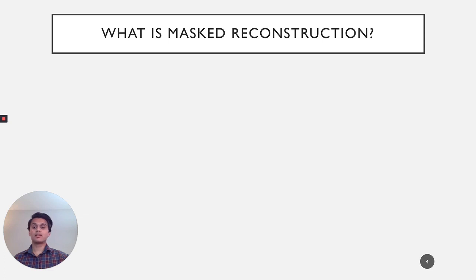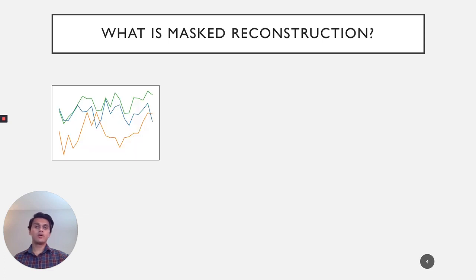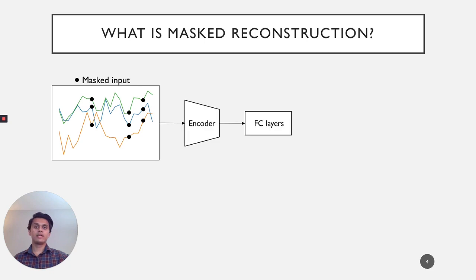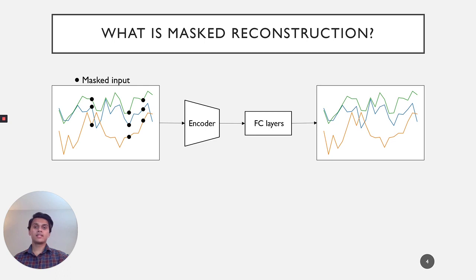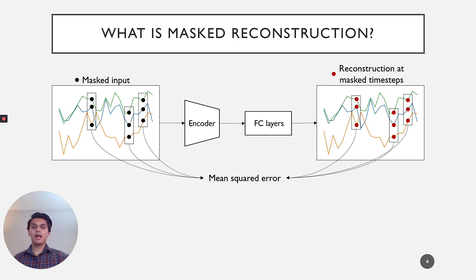What is masked reconstruction? We begin with a window or frame of data obtained after applying the sliding window process and randomly choose 10% of the time steps. All the sensory data at these time steps is masked or set to 0 and the modified input is passed through a series of transformer encoder and fully connected layers in order to reconstruct the input. Only the sensory data at the masked time steps is chosen and mean squared error loss is computed between the unmasked data and the reconstructed output.